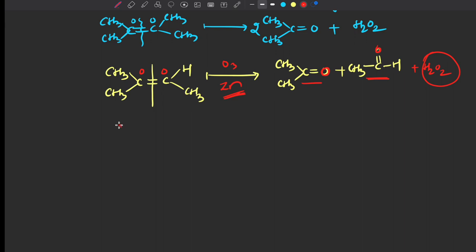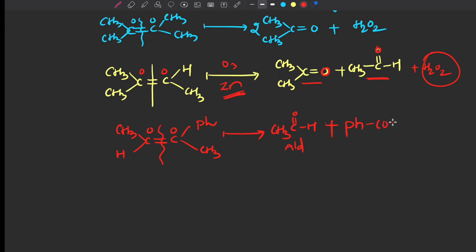Right, we'll see one more example here. So I have CH3 and hydrogen connected to the same carbon, and here we have Ph and CH3. The procedure is again the same. You split this bond, and attach an oxygen here. The first product is going to be CH3-CHO, an aldehyde, plus PhCOCH3. That is acetophenone, a ketone, formed here, and an aldehyde is also formed here. You just need to split it and add the oxygens on both sides.